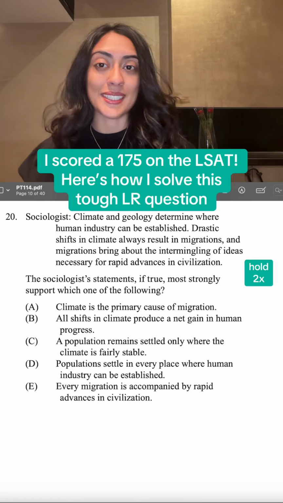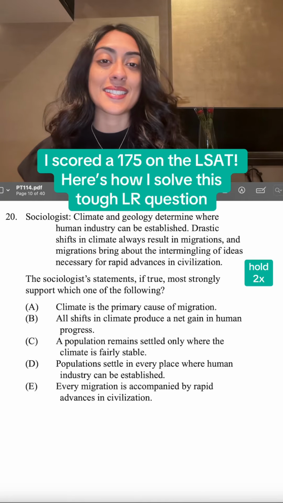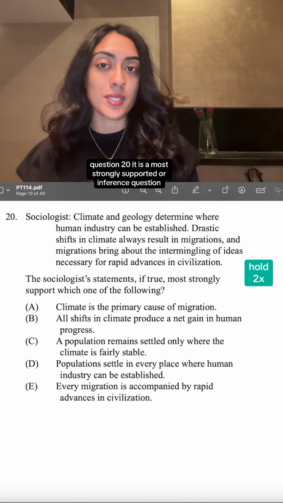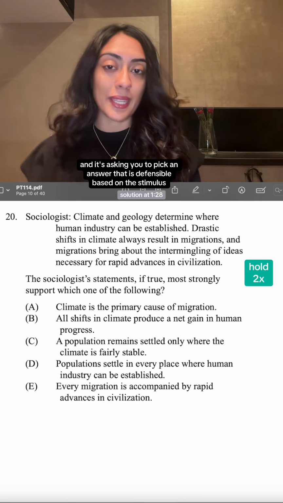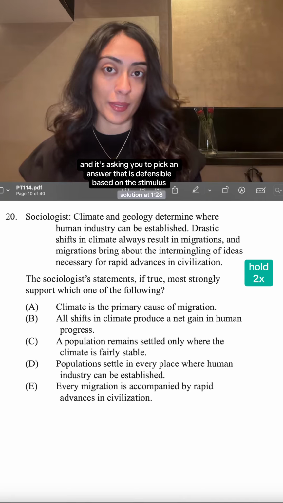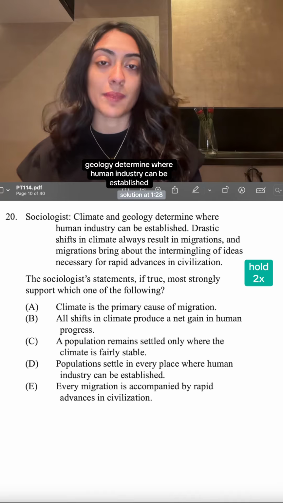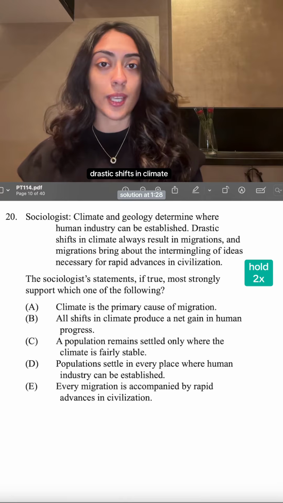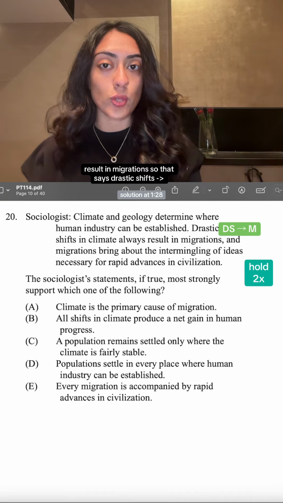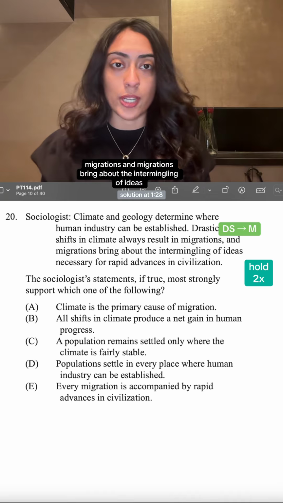This is Prep Test 114, Section 1, Question 20. It is a most strongly supported, or an inference question, and it's asking you to pick an answer that is defensible based on the stimulus. The sociologist tells you climate and geology determine where human industry can be established. Drastic shifts in climate always, conditional indicator, result in migrations. So that says drastic shifts, arrow, migrations.